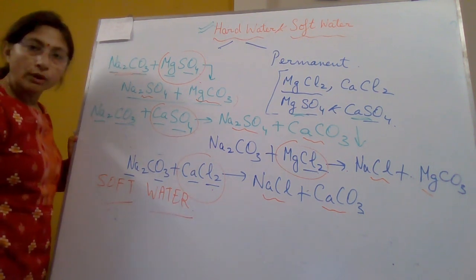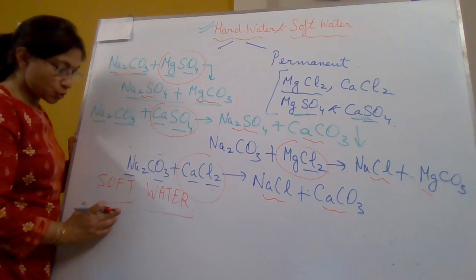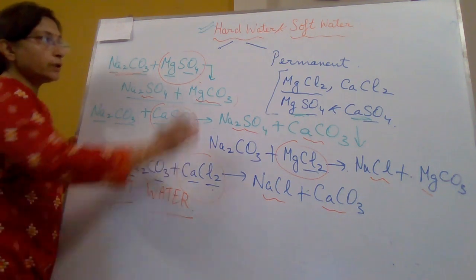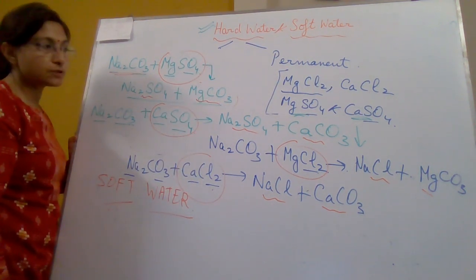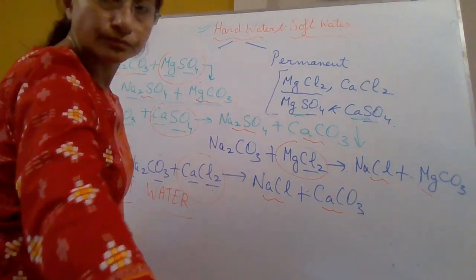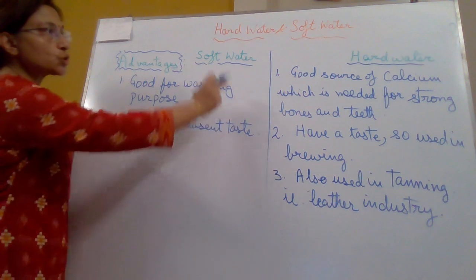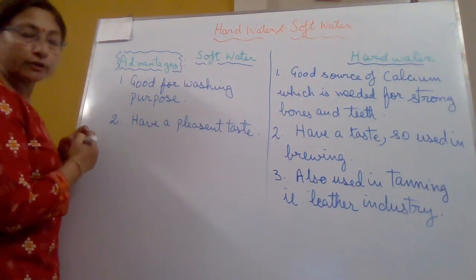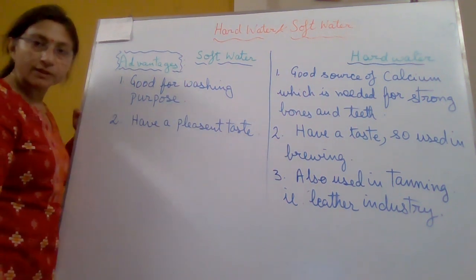And that is how the water can be converted to soft from the hard water. Both the permanent and the temporary hardness is thus removed. Now the advantages of using soft water and hard water. Since they both have got different types of properties, hence obviously their advantages are different.